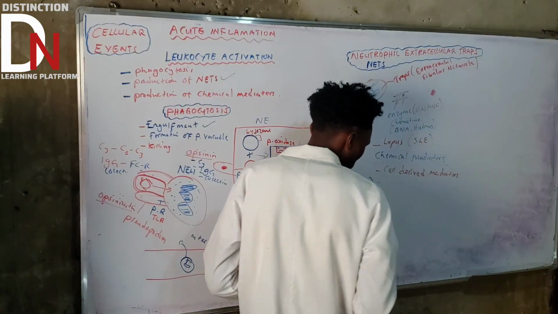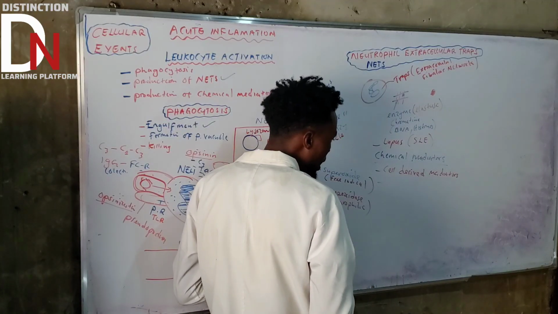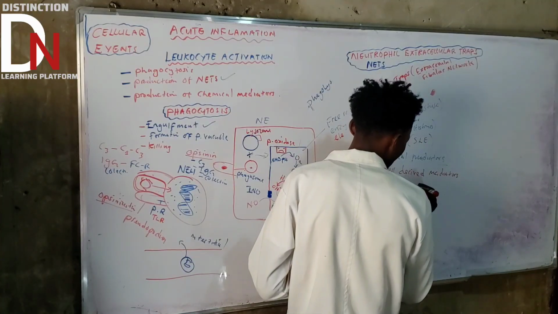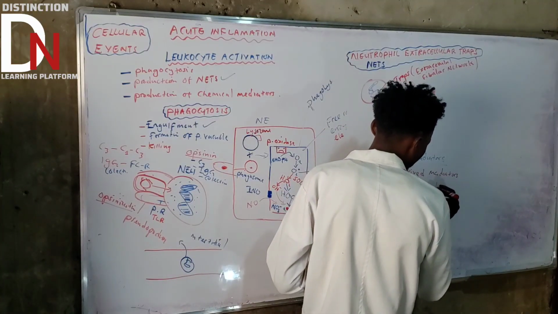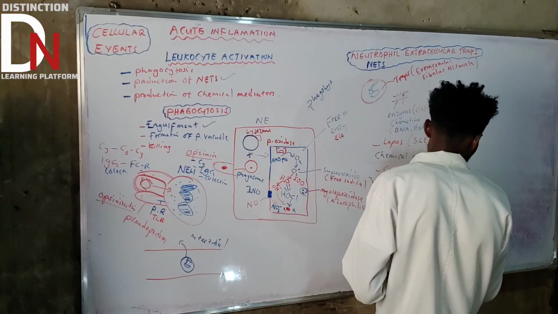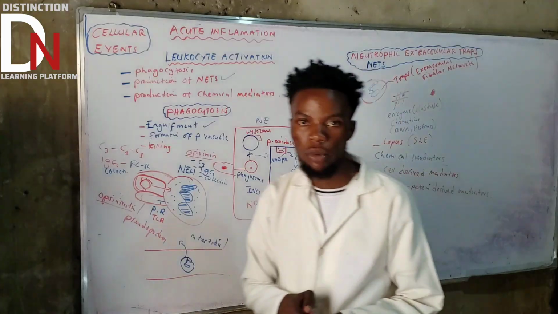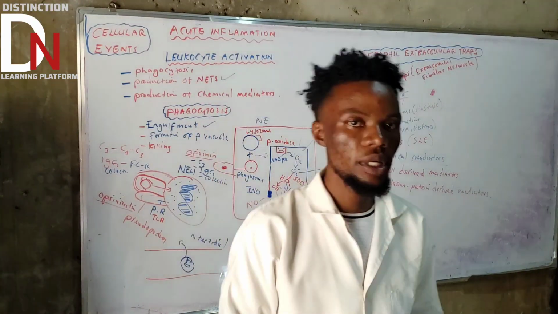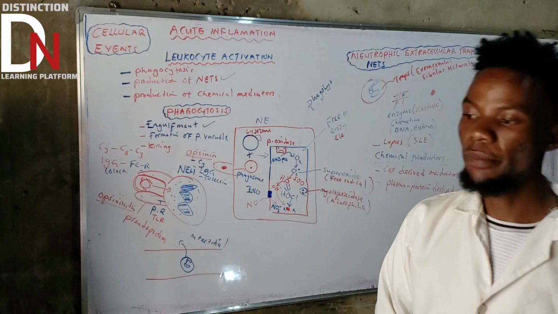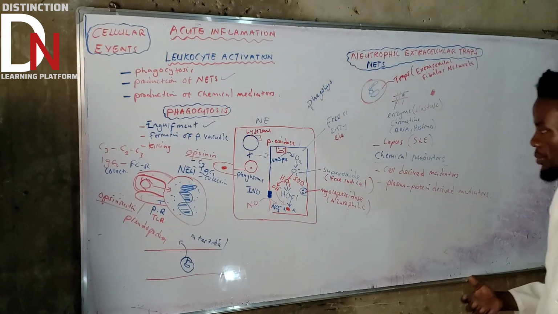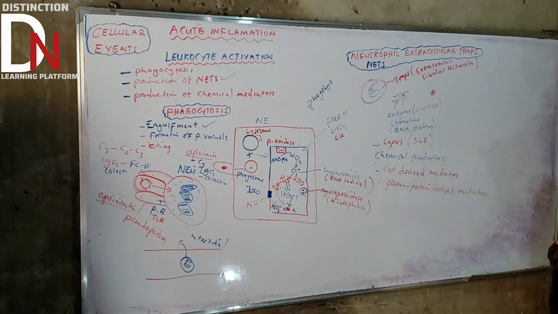Then what else? There's also what we call plasma protein derived chemical mediators. Like the complement, the kinin. The proteins, blood kinin, all those things come from plasma. The C3 that we talked about also comes from plasma. They're under plasma protein derived mediators. We'll talk about them in the next video.